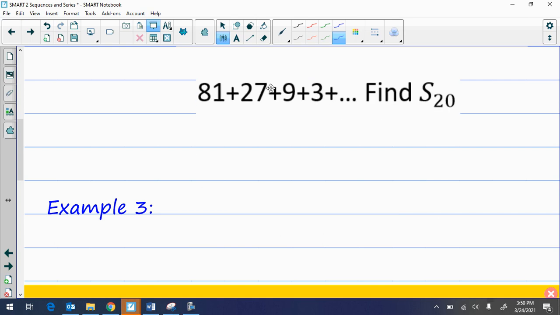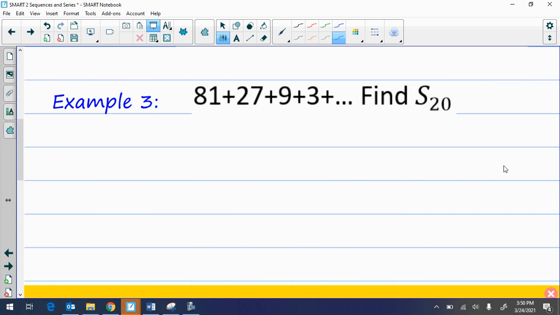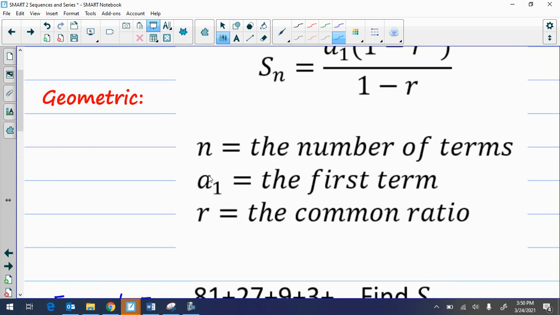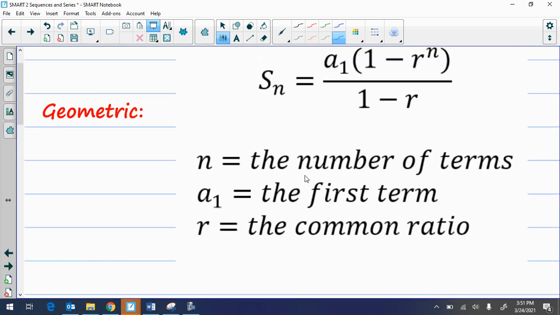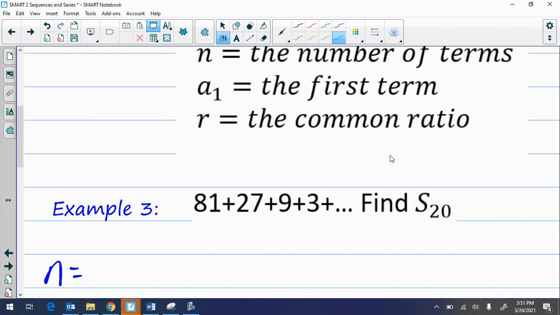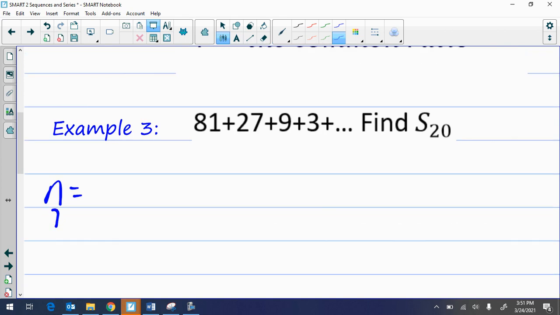Okay, so here we have geometric and our first term. So what we need to know for our formula, we need to know n, we need to know a sub 1, and we need to know r. We need to know those three things.